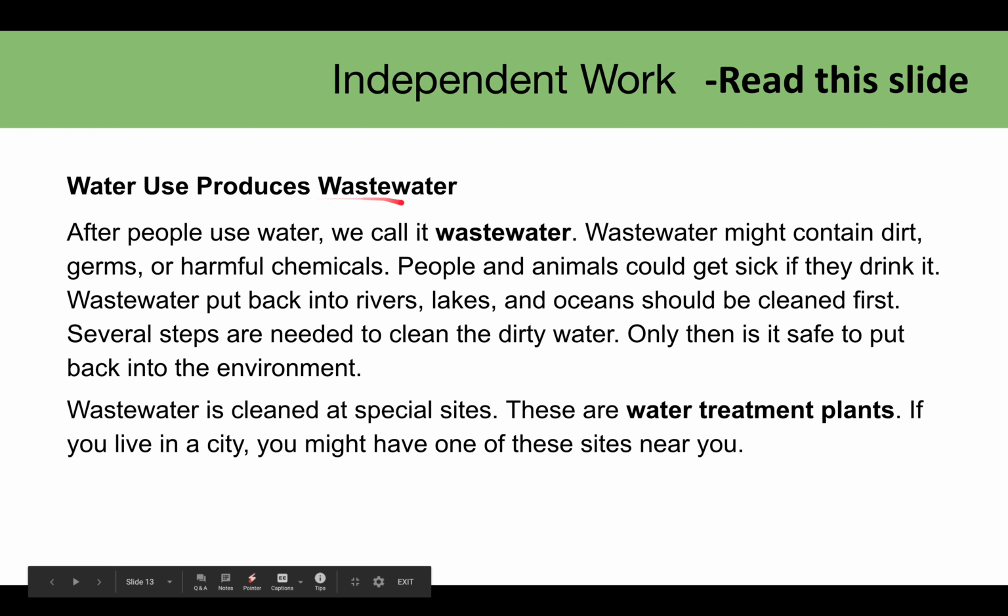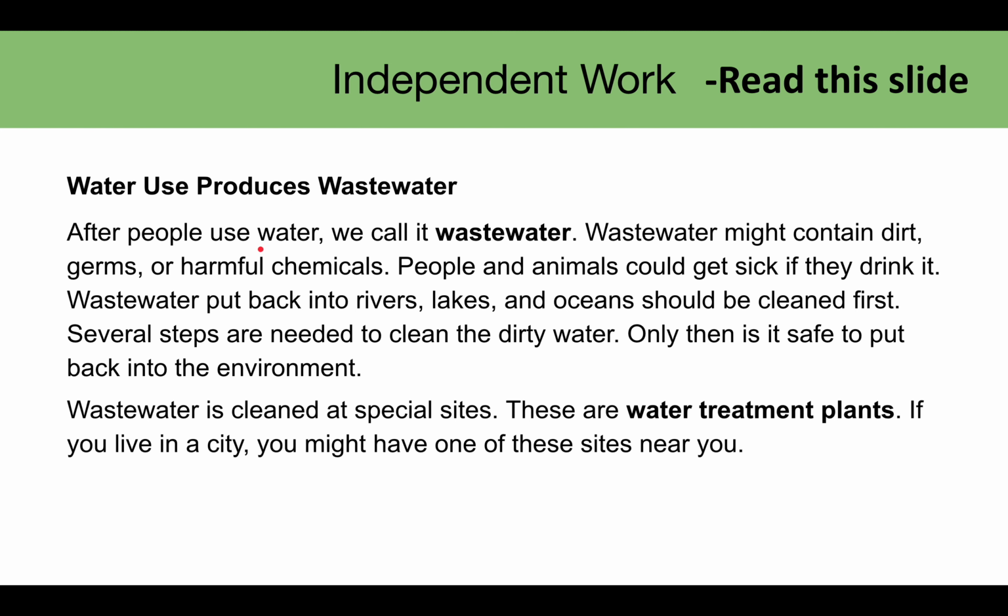Water use produces wastewater. After people use water, we call it wastewater. Wastewater might contain dirt, germs, or harmful chemicals. People and animals could get sick if they drink it. Wastewater put back into rivers, lakes, and oceans should be cleaned first. Several steps are needed to clean the dirty water. Only then is it safe to put it back into the environment.